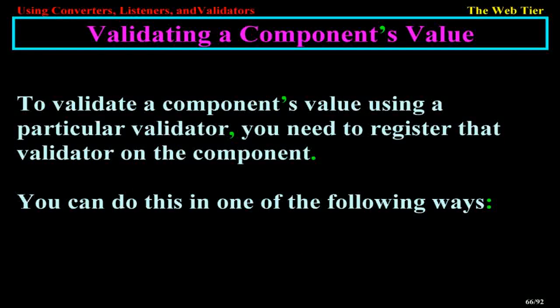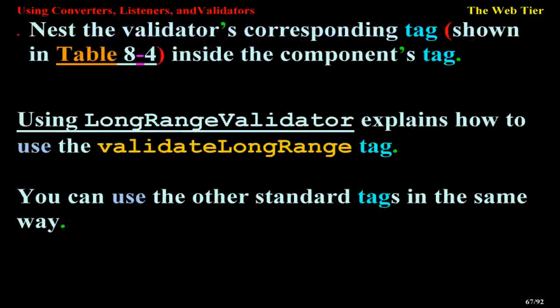Validating a component's value. To validate a component's value using a particular validator, you need to register the validator on the component. You can do this in one of the following ways. Nest the validator's corresponding tag shown in Table 8-4 inside the component's tag. Using LongRangeValidator explains how to use the validateLongRange tag. You can use the other standard tags in the same way.